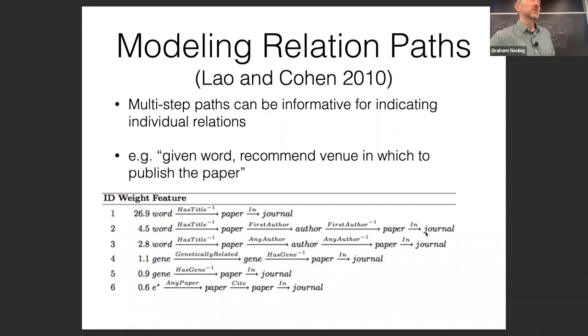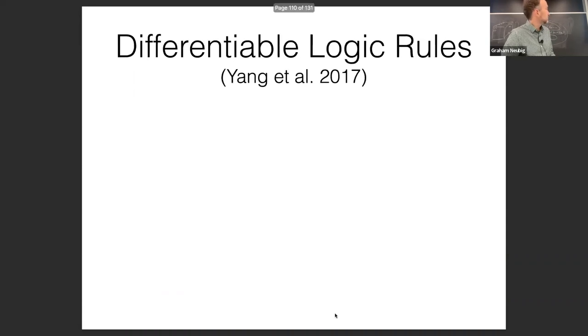And so basically what they do is they extract all of these paths and they train a model that is essentially a logistic regression model that tries to predict whether a particular path is indicative of another path. Any questions here? Okay.